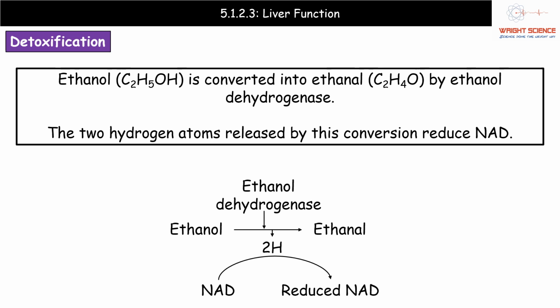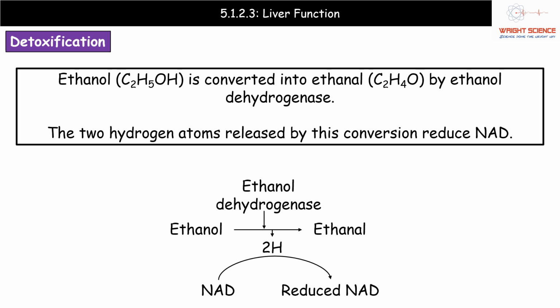And those hydrogens that we've removed from the ethanol are actually going to be acquired by our NAD, and when hydrogen joins with NAD, we form reduced NAD. So our first stage then is that we have got ethanol having two hydrogens removed through the process of that ethanol dehydrogenase to form ethanal and reduced NAD.